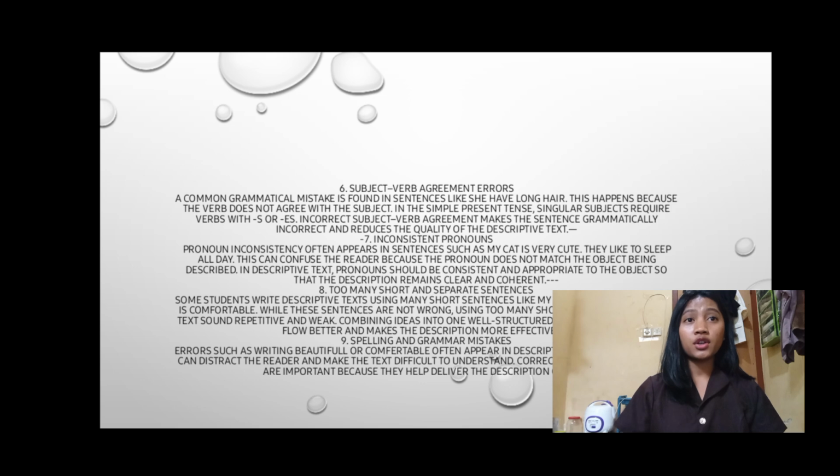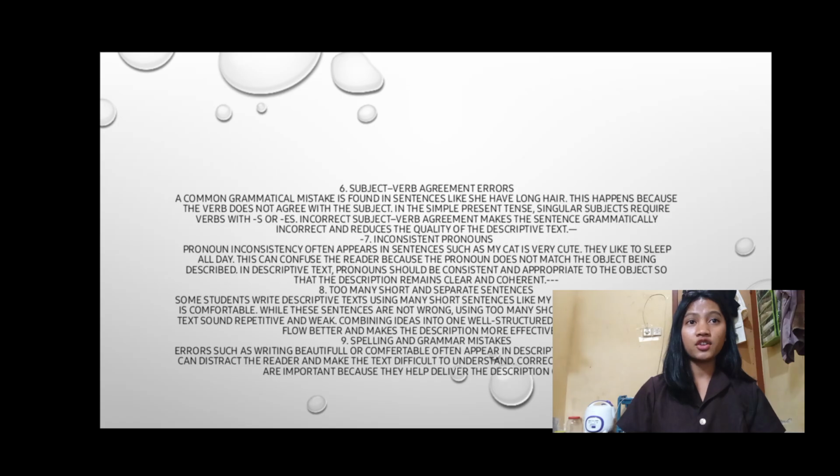8. Too many short and separate sentences. Some students write descriptive text using many short sentences like "my house big, it is clean, it's comfortable." While these sentences are not wrong, using too many short sentences makes the text sound repetitive and weak. Combining ideas into one well-structured sentence helps the text flow better and makes the description more effective.